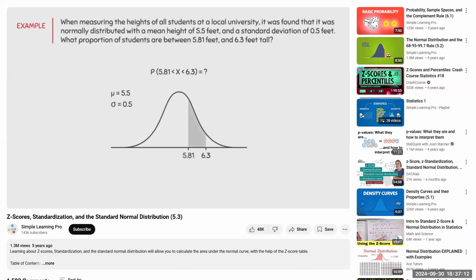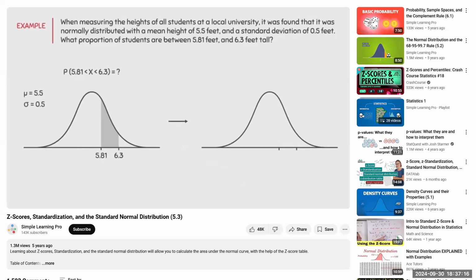This corresponds to this highlighted area. To determine this area, we need to standardize the distribution. So we will use the standardization formula. Plugging in 5.81 to this formula gives us a z-score of 0.62. And plugging in 6.3 into the formula gives us a z-score of 1.6.